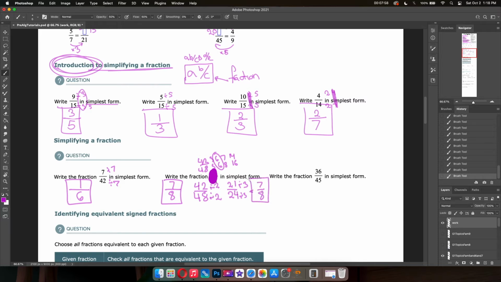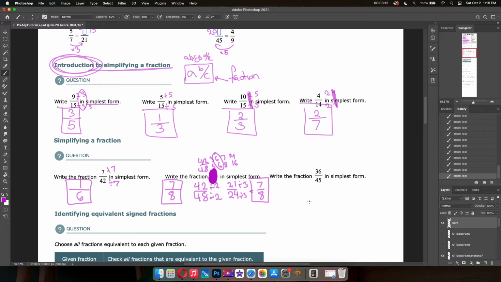I don't care how long it takes for you to get to your simplest fraction. If you're the type of person who has to reduce it several times, that's fine. Even Ms. Dubois, as good as I am at doing fractions in my head, sometimes I have to simplify it multiple times because I won't necessarily notice it.